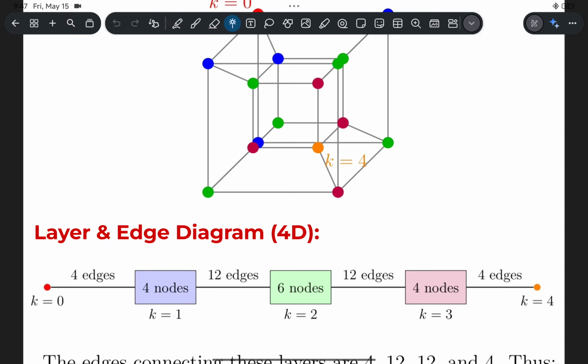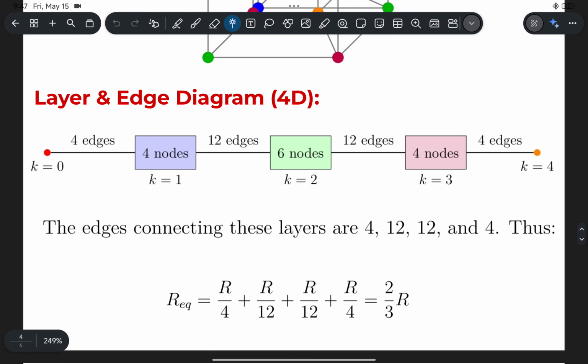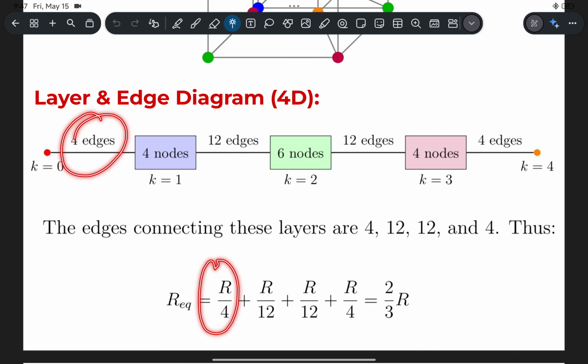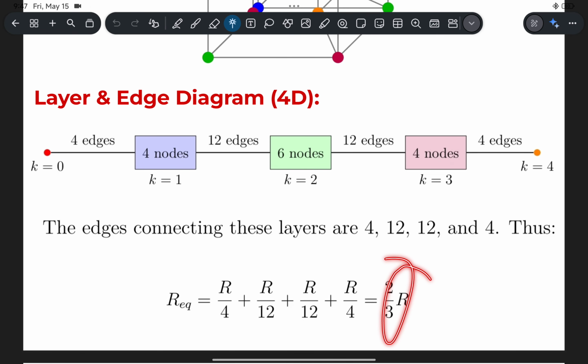So we'll see the R equivalent for this one now. You have 4 edges, R by 4, 12 edges, R by 12, 12 edges, R by 12, 4 edges, R by 4. All add up in series. So you got 2 by 3 R.